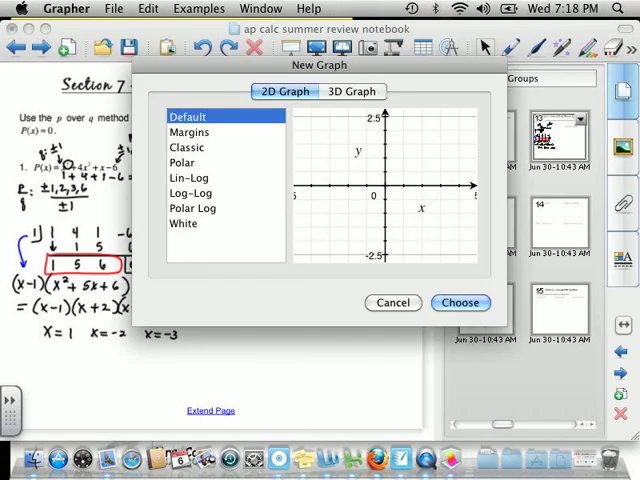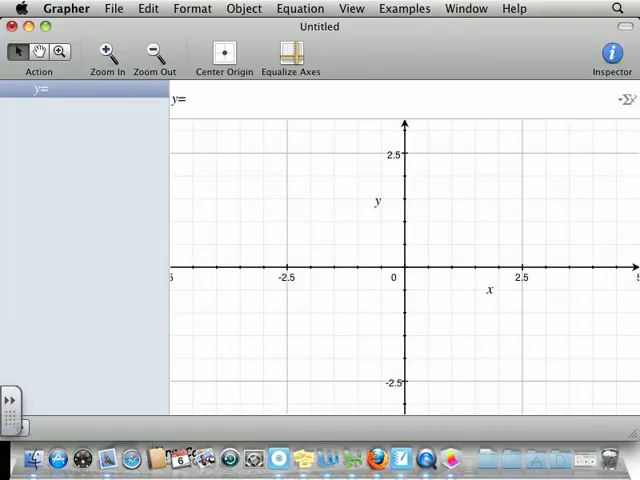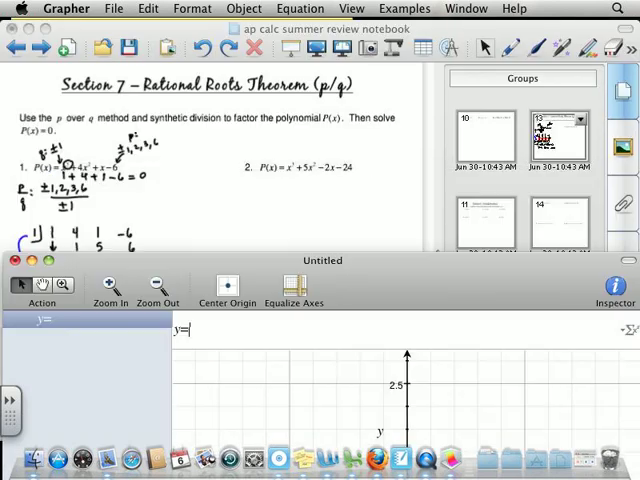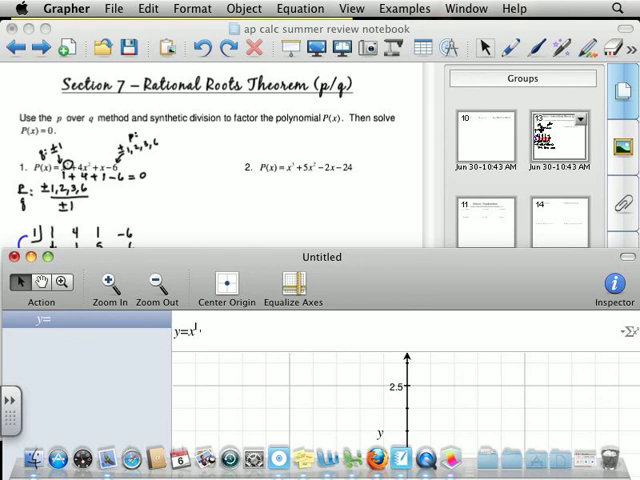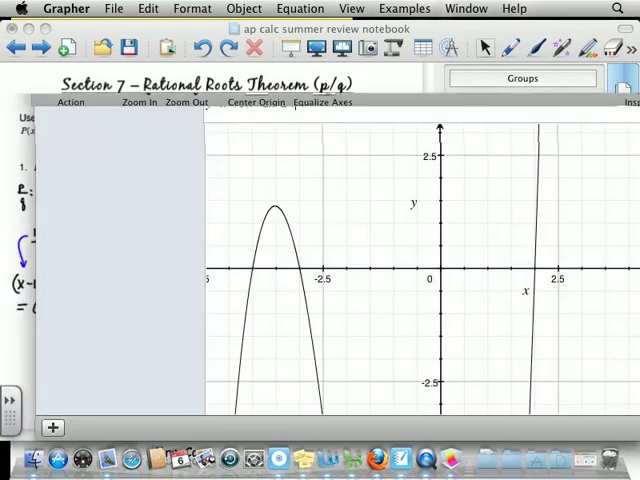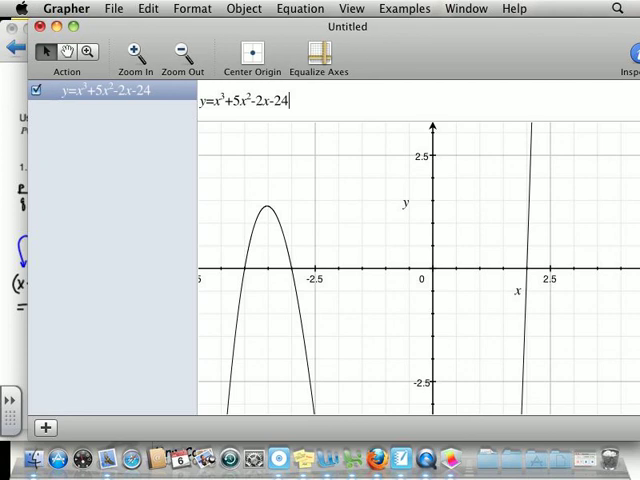All right, and I'm going to put in that equation. So I have x cubed, so x caret 3, so caret is shift 6, plus 5x squared minus 2x minus 24. When I graph it, when I look at it, it looks like it's going to be maybe 2 and negative 3, where you have zeros, and there could be more.